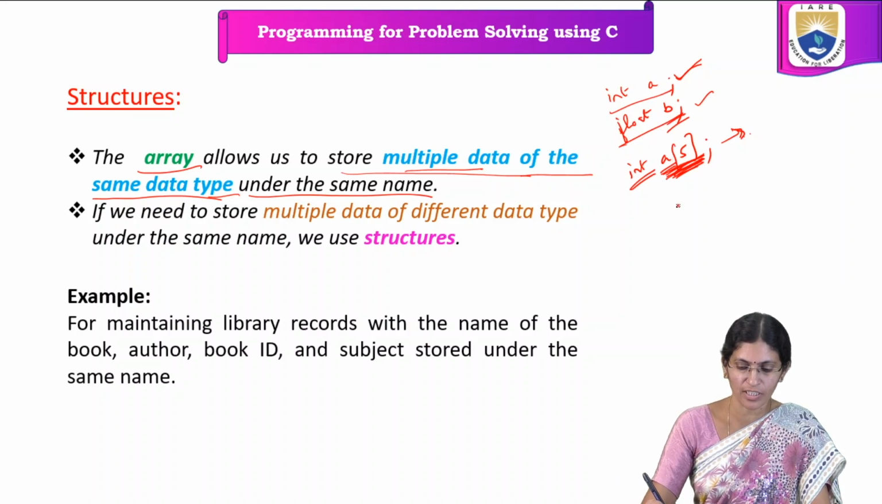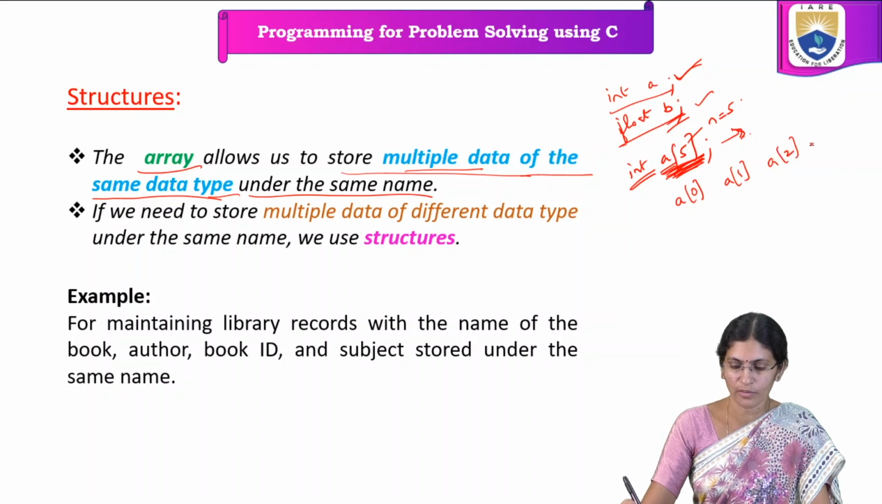So we can access each element of the array by using the same name and with the help of the index of each element. So A of 0, index starts from 0 to n minus 1, where n is equal to 5 here. So if n is equal to 5, we can access each element by A of 0, A of 1, A of 2 and then A of 4.